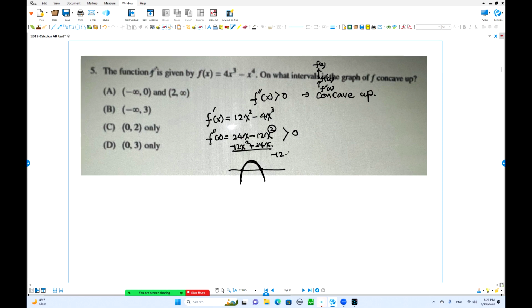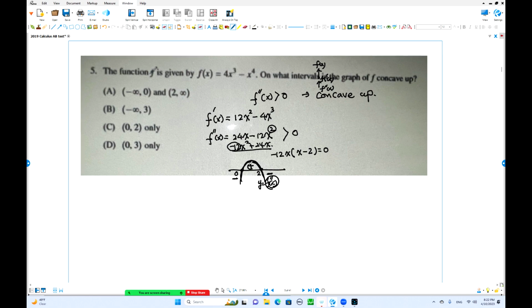What is common? Negative 12x is common, right? Inside, just 1x, and the second term will be 2. So x equals 0 and x equals 2 here. So these are the x-intercepts. This is the graph of the second derivative. So this is minus, plus, and minus.